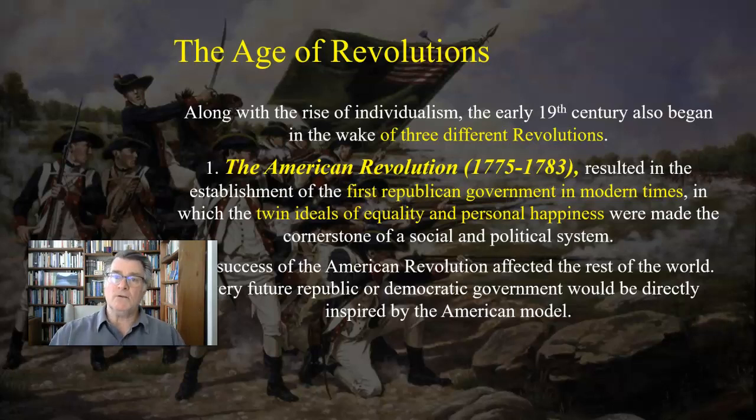And as a result of the overthrow of British rule, the British monarchy on U.S. soil, because at this point there's only 13 states, the American Revolution resulted in the establishment of the first Republican government in modern times. Now, what is a Republican government? This is a government based on the rule of law, that there are laws by which people need to follow in order to behave.